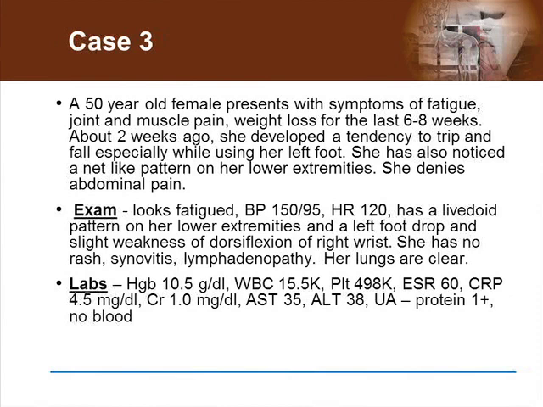Labs show that she's anemic. She has leukocytosis, thrombocytosis, elevated ESR and CRP, a normal creatinine, and UA shows 1+ protein with no blood. So the question is, what should be done urgently?